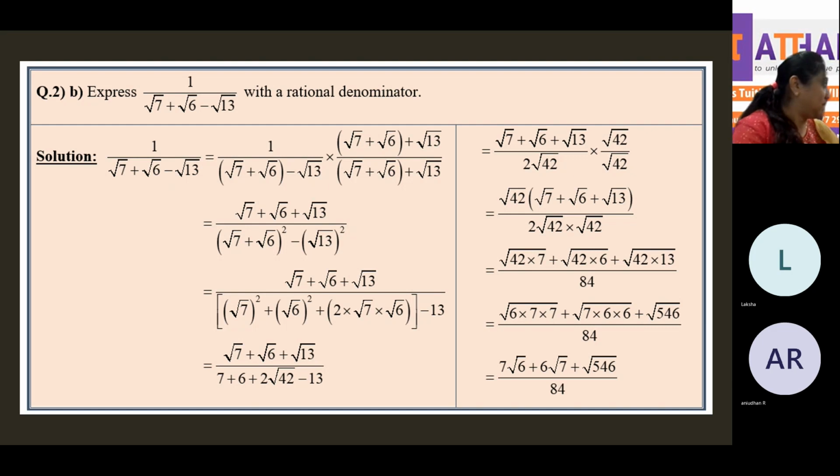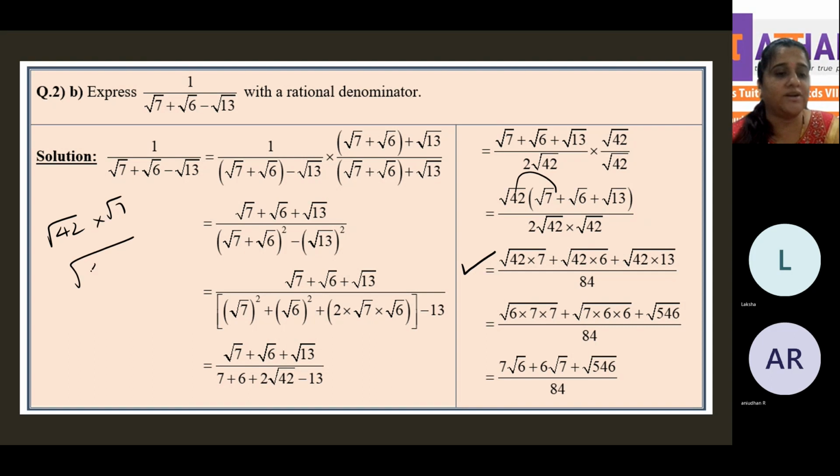Last third step. Yeah, you don't understand that one, right? Yeah, let me explain. So I think you're asking me this one. This step? So how do you multiply root 42 into root 7? Root 42 into root 7 is root of 42 into 7, correct? So that's what you see here. And then root 42 into root 6 is root of 42 into 6. Root 42 into root 13 is root of 42 into 13. That is the step.